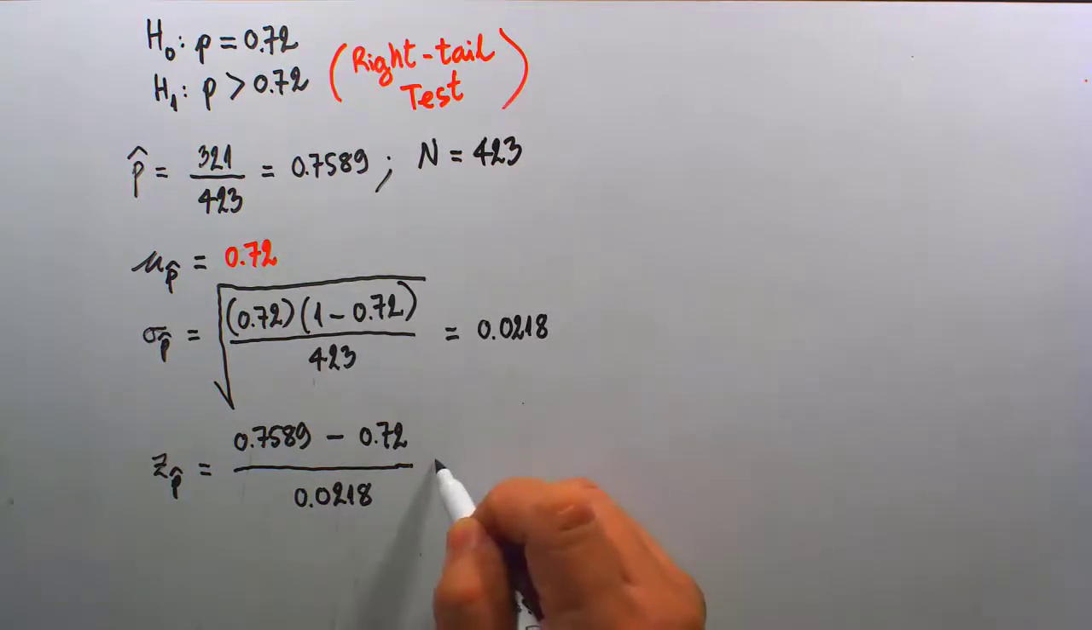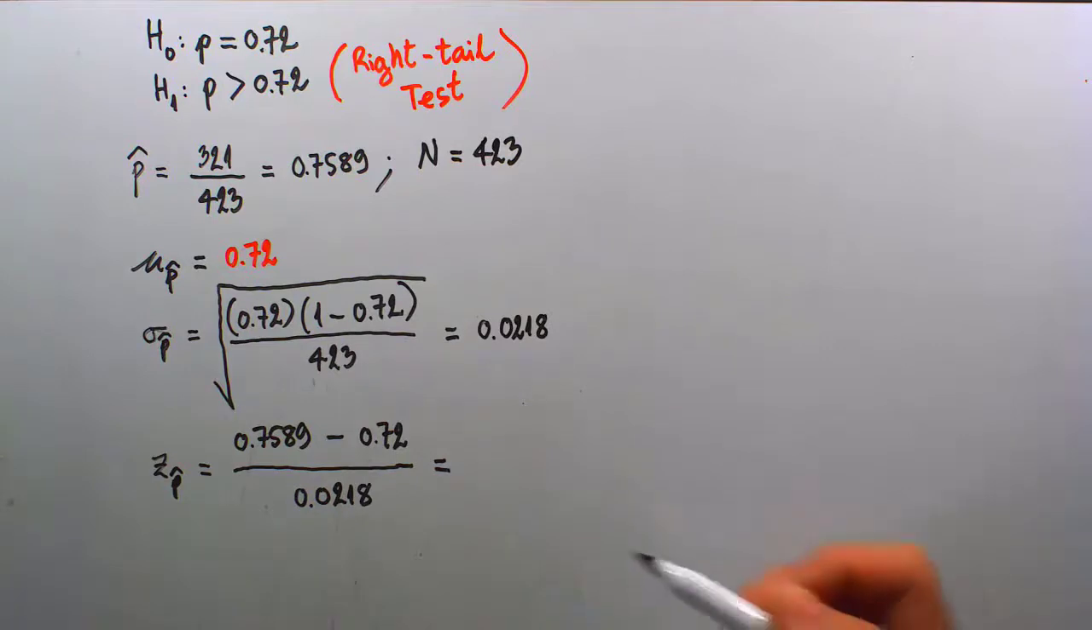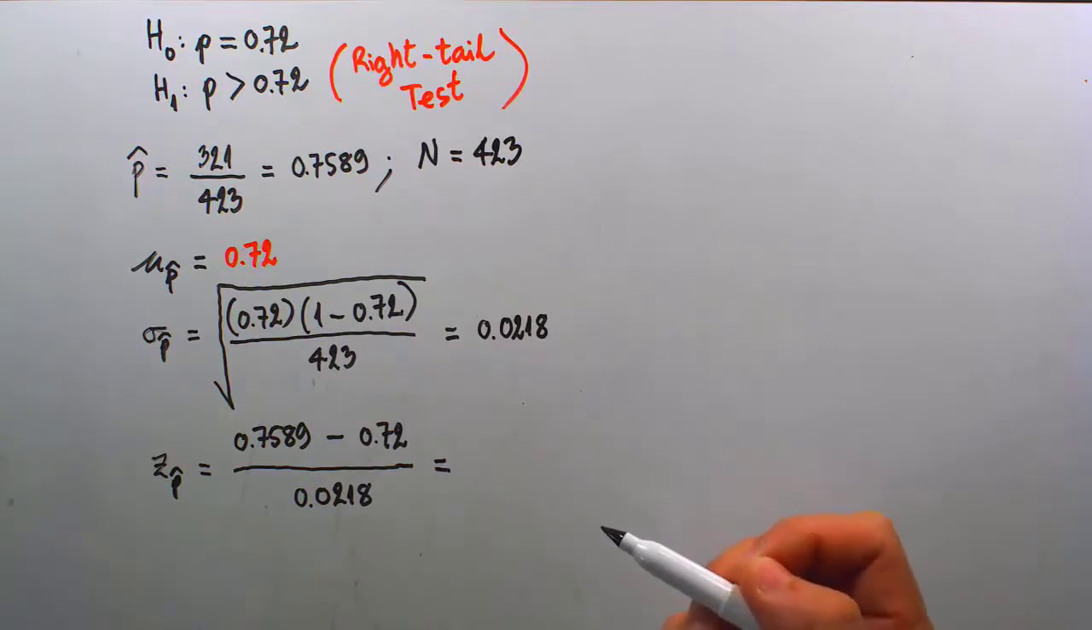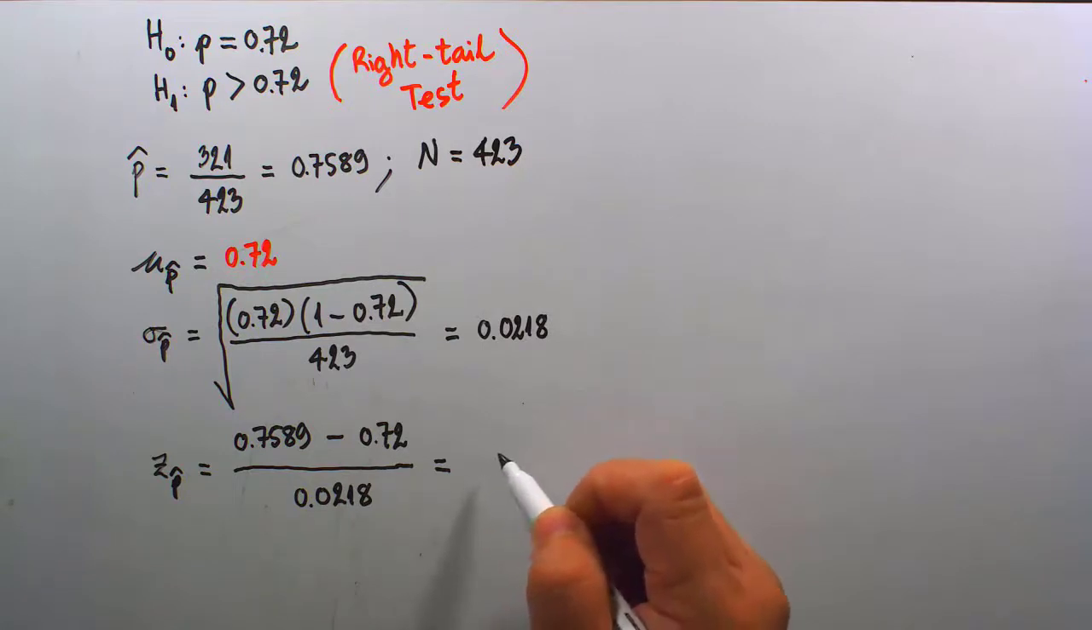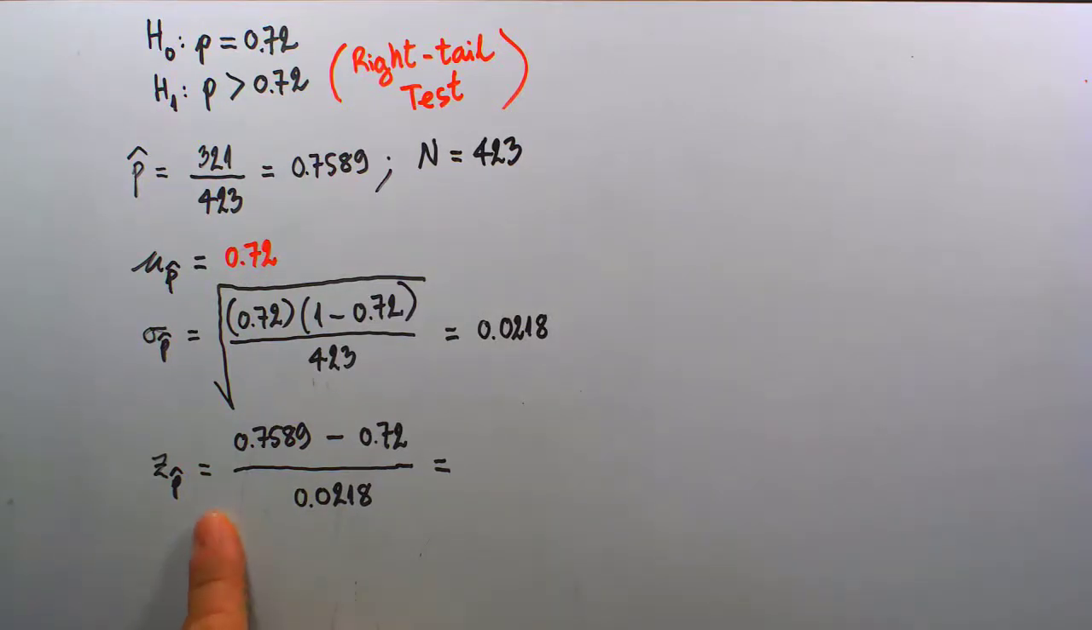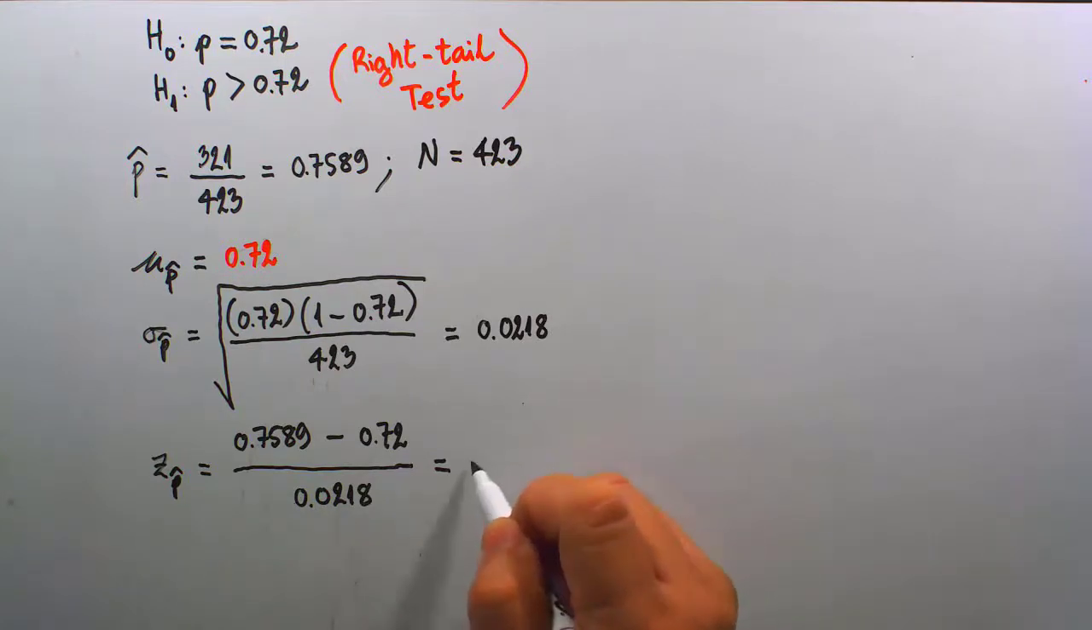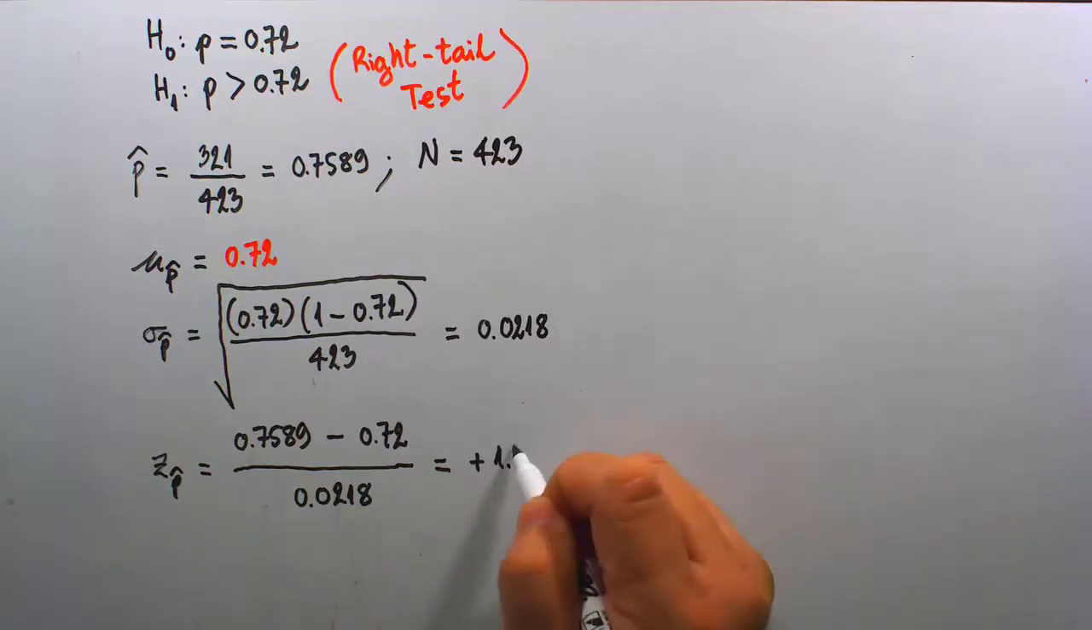Calculation now comes out to be, and again, unless specified otherwise, usually I would go with 2 decimal places for any z-score. So our calculation here shows the z-score is a positive 1.78.